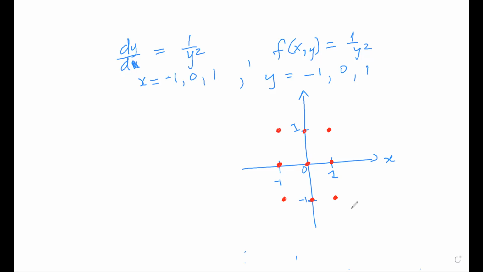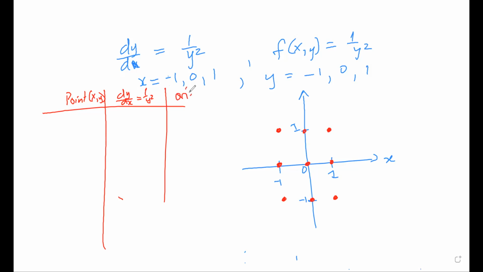So now we want to determine the value of the derivative at that particular point. Let's do a table here and see what will happen. So the point is the (x, y) point, then dy/dx is equal to 1 over y squared. And then we go to check what is the orientation that we can get there.